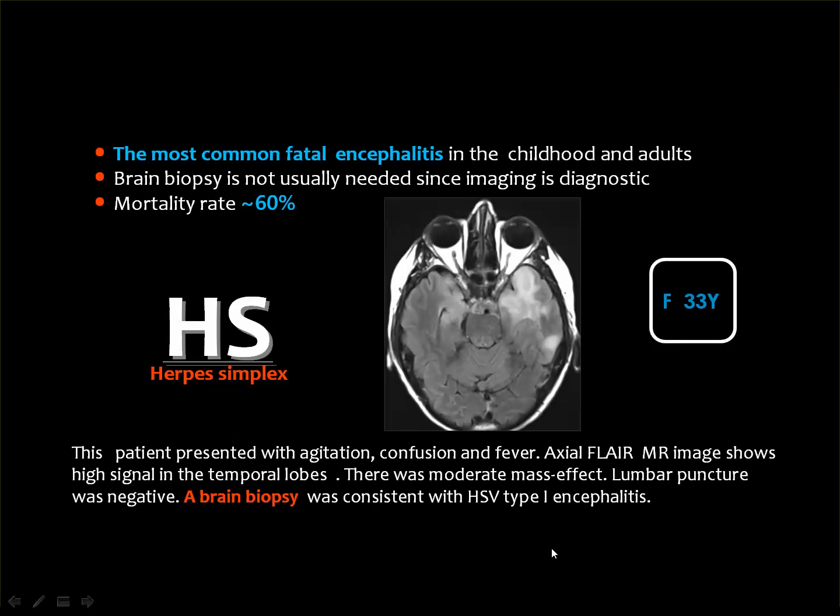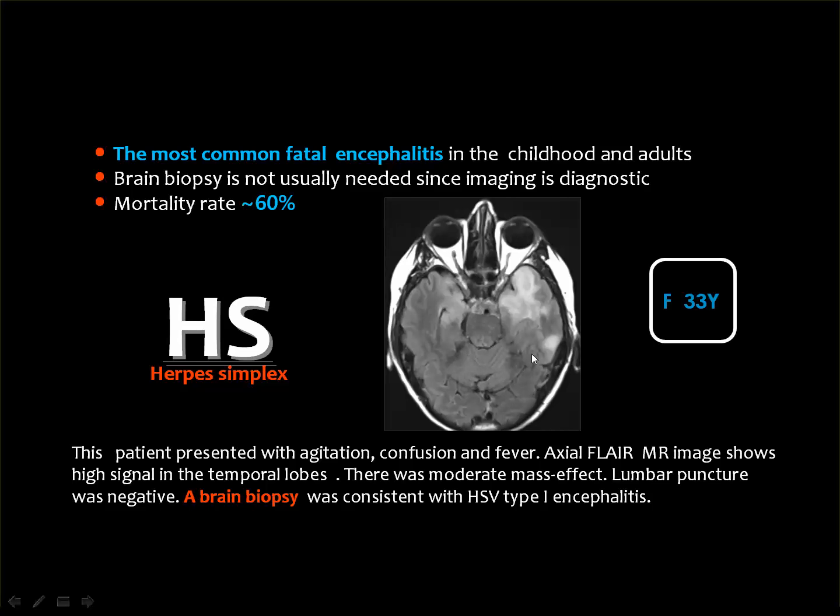Then, one of the common encephalitides in the brain is herpes. Herpes encephalitis is one of the fatal types of encephalitis, and the mortality rate may reach 60%. And the location of the lesions is very characteristic, so that you do not need a brain biopsy to reach the diagnosis. Many times, because the appearance of the lesion may be similar to other pathologies, you may need to have a biopsy.